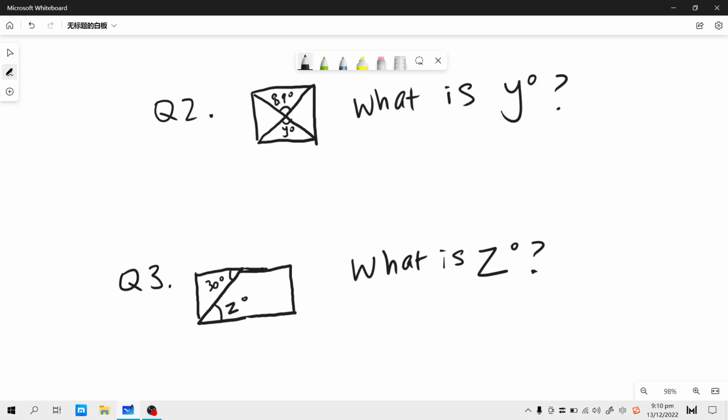So this kind of question, this x, like 2 intersecting lines, is called vertical or opposite angles. Vertical angles, we can call it. Opposite angles also can. So I'm just gonna say it is vertical angle. Alright, vertical angle. Write it here.